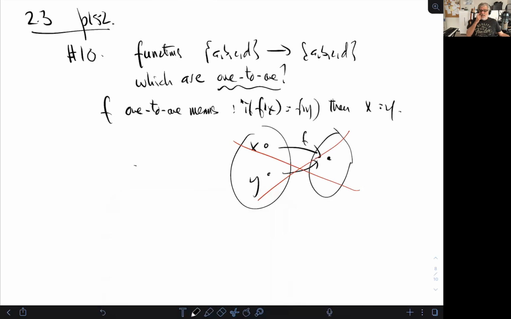Okay, you can't have that. So no two distinct inputs can be mapped to the same thing. Okay, so let's take a look. I've got the first function: f of a equals b, f of b equals a, f of c equals c, f of d equals d. The first one, yeah, so all the outputs are distinct.